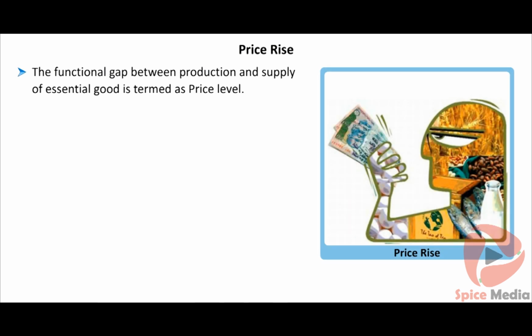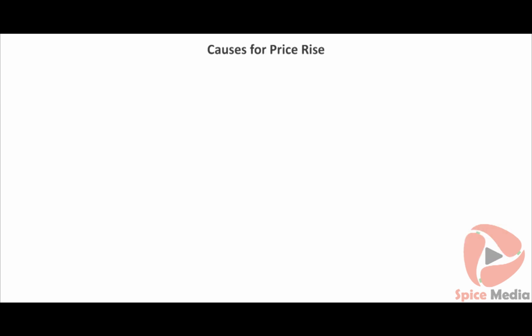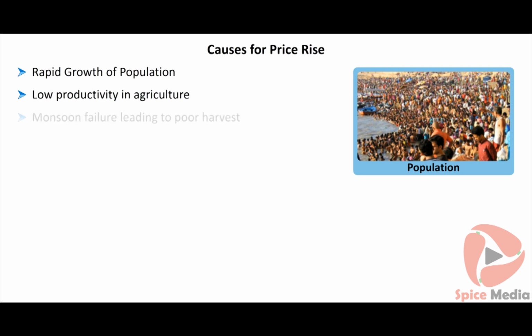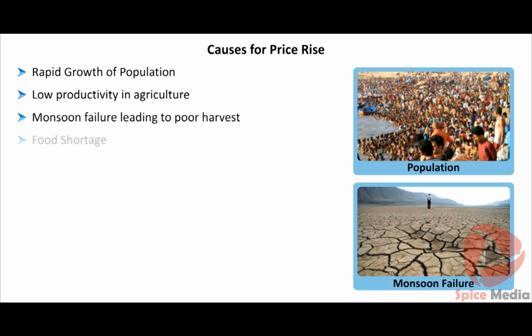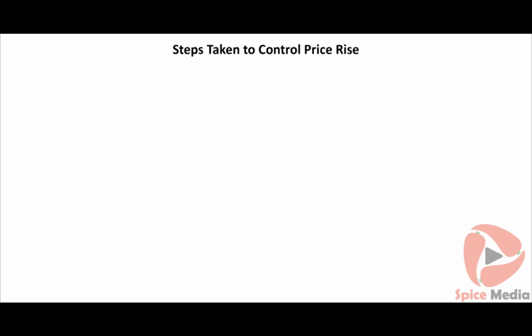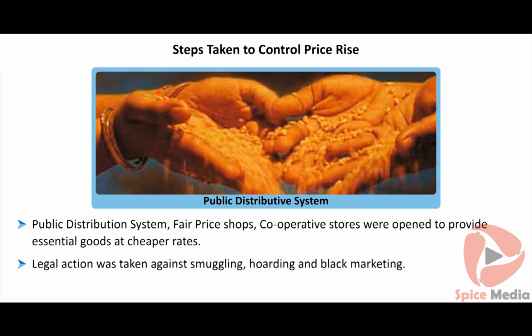Price rise. The functional gap between production and supply of essential goods is termed as price level. Low production and higher demand will increase the price level of the entire commodity. Causes for the price rise: rapid growth of population, low productivity in agriculture, monsoon failure leading to poor harvest, food shortage, illegal markets like smuggling, hoarding and black market. Steps taken to control price rise: public distribution system, fair price shops, and cooperative stores were opened to provide essential goods at cheaper rates. Legal action was taken against smuggling, hoarding and black marketing.